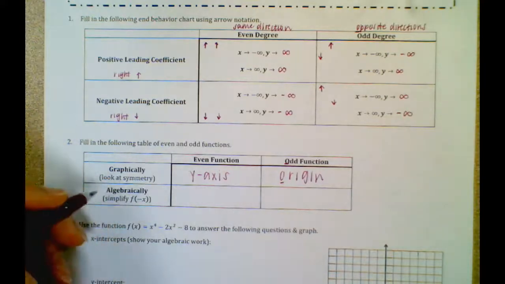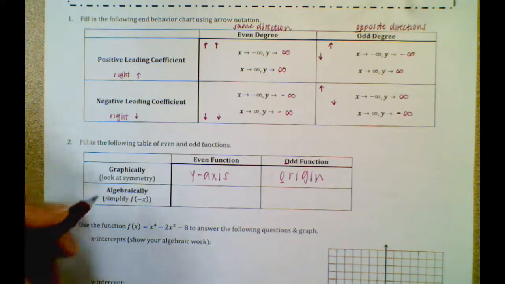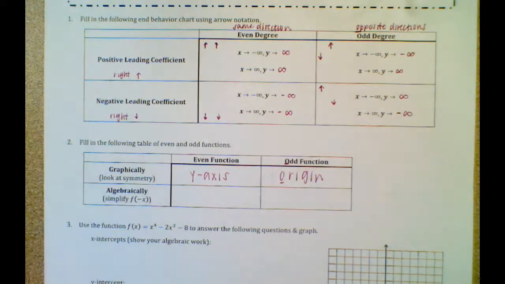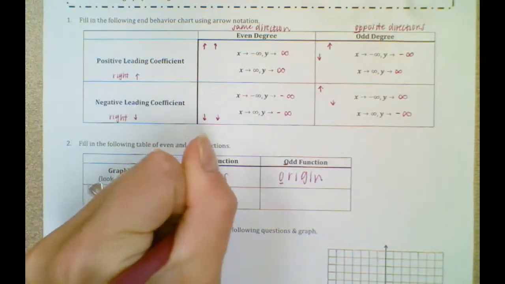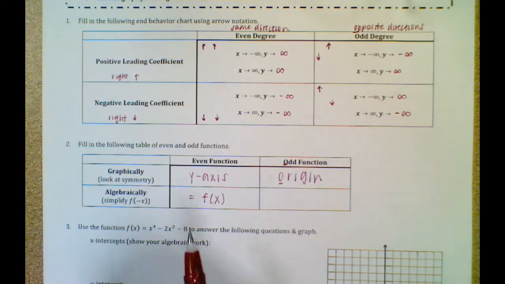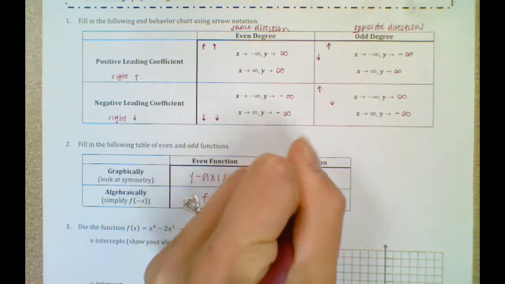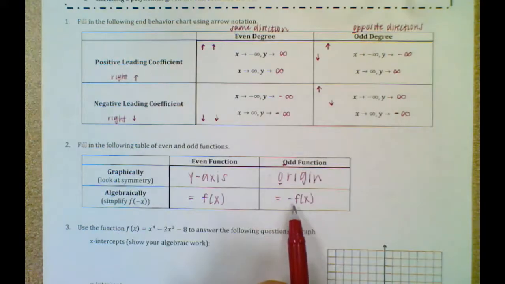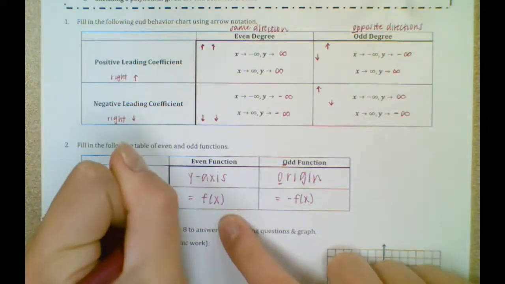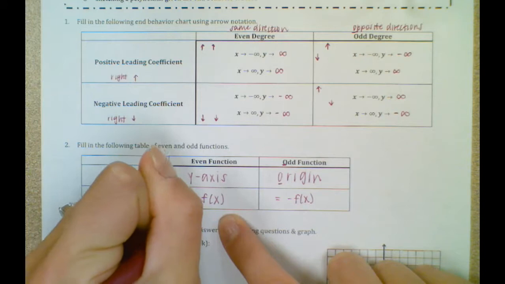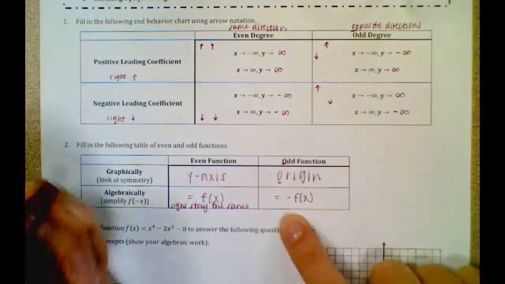When you're trying to determine if a function is even or odd algebraically, remember you need to simplify f of negative x. If this simplifies and equals f of x, the original function, then it's an even function. If all the signs change, so they become the opposite signs, it's odd, okay? So these are when the signs all stay the same. These are if all the signs become opposite.